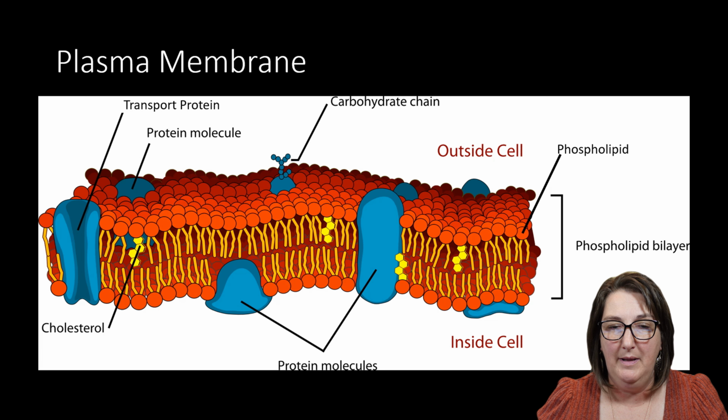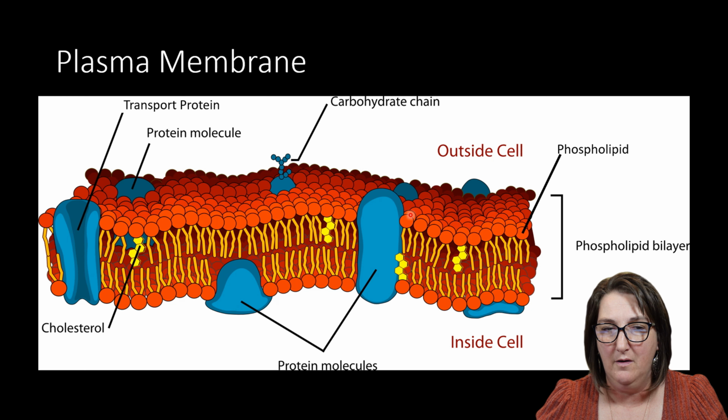When we look at a plasma membrane, remember I have a phospholipid bilayer. These are my hydrophilic heads and my hydrophobic tails. This area loves water. This area does not. So you have different types of properties with this plasma membrane.